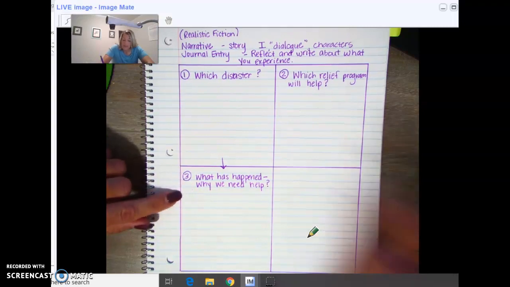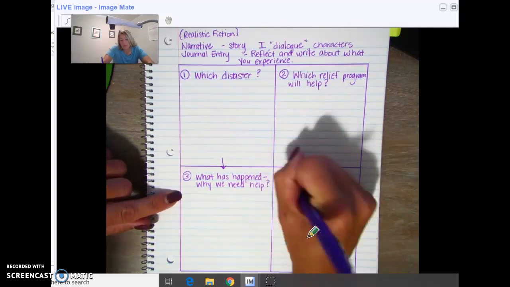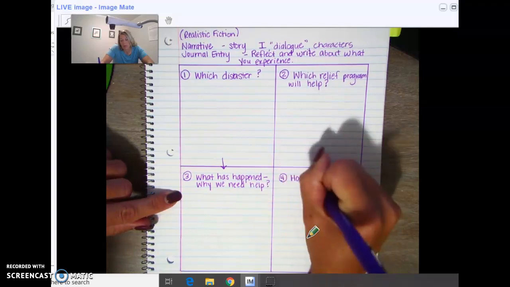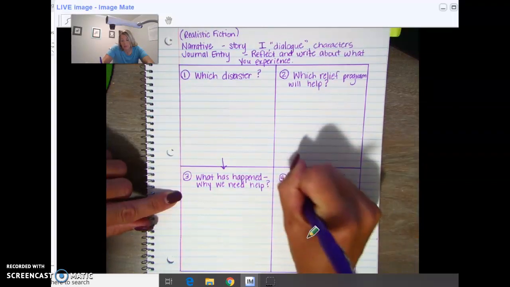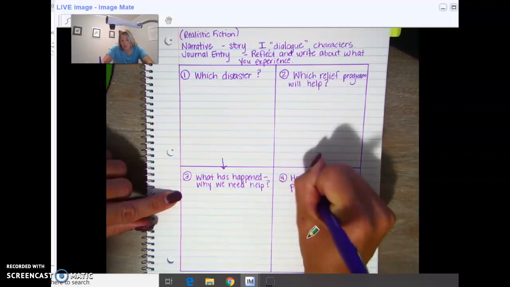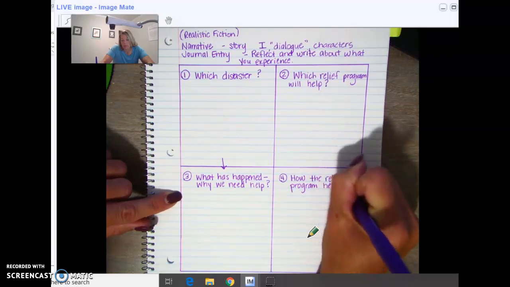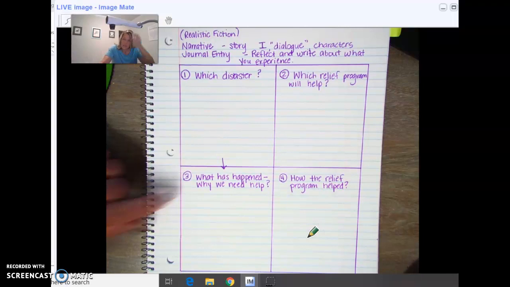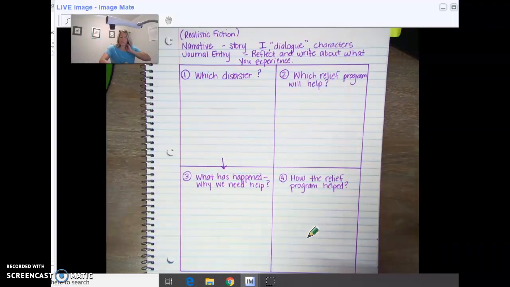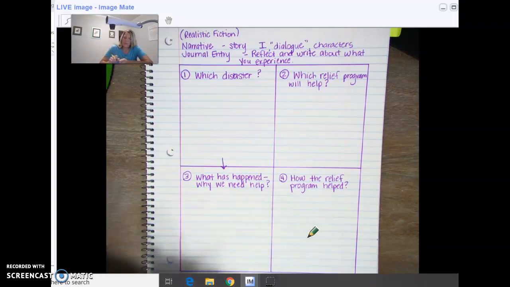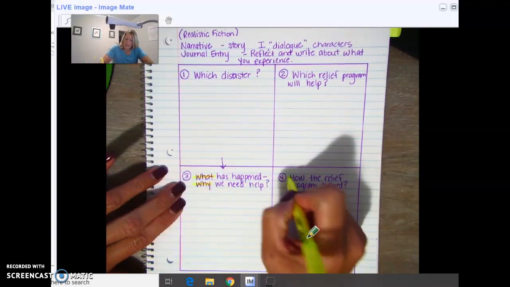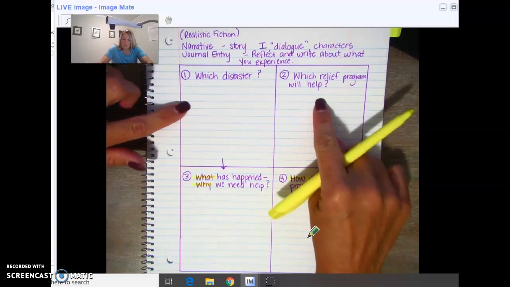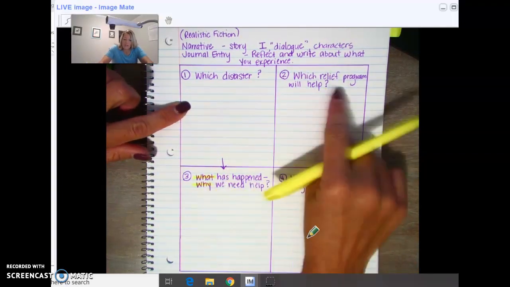Okay? And then we want to know how the relief program helped. So that's going to kind of be part of the plot of our story. So if you noticed, I don't know if you noticed, but if you look back at our organizer, we do see a lot of those W words and H words. We have what, we have why, we have how, and then these 2 blocks are going to talk more about the disaster and the relief program.